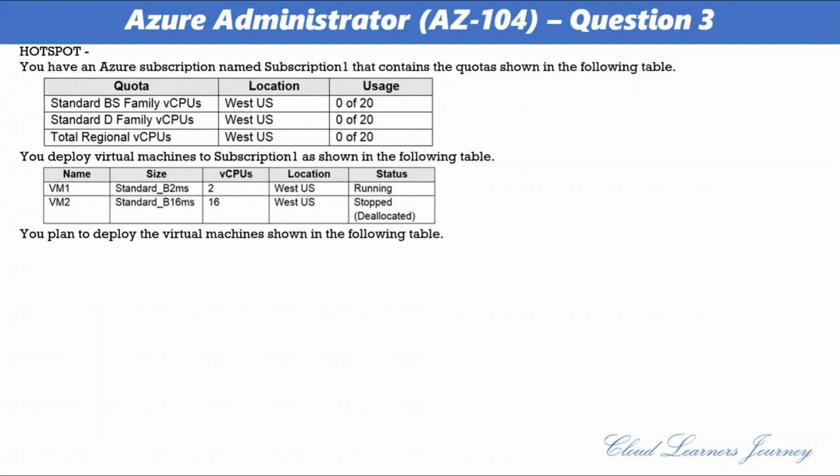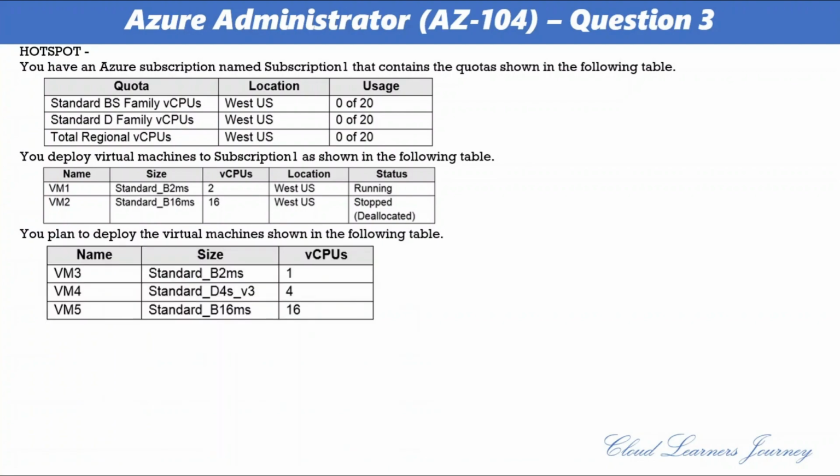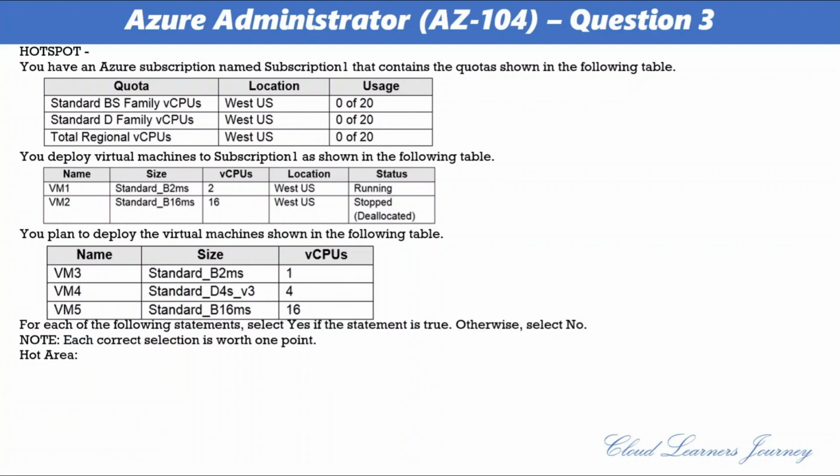You plan to deploy the virtual machines shown in the following table. Column names: name, size, vCPUs. VM3 with Standard_B2ms with 1 vCPU. VM4 Standard_D4s_v3 size with 4 vCPUs. VM5 Standard_B16ms size with 16 vCPUs. For each of the following statements, select yes if the statement is true, otherwise select no. Total regional vCPUs are 20. 2 vCPUs for VM1 and 16 vCPUs for VM2. So 18 vCPUs are already occupied, which means that only 2 vCPUs are left before exceeding the usage limit.